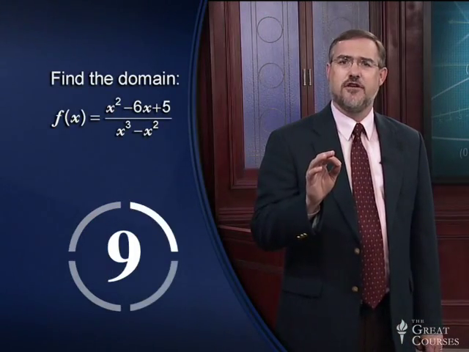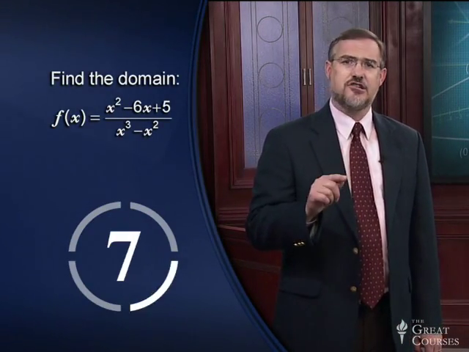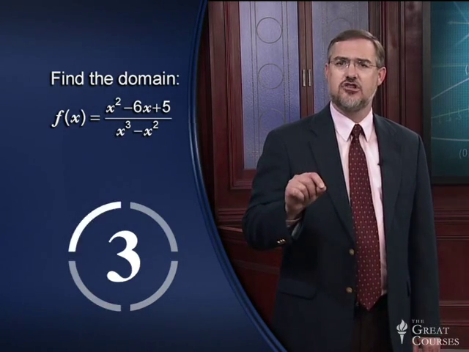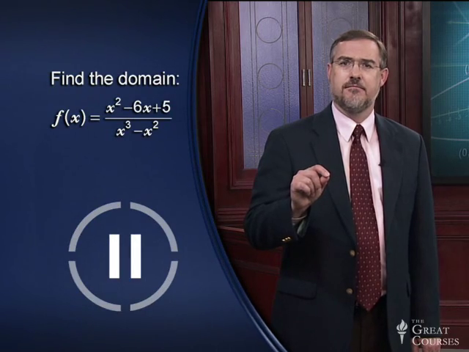Now, hopefully you've got an idea of what we're doing here, so let's move to a second example, and I'll suggest you try this first and see how you do. Find the domain of the rational function f of x equals x squared minus 6x plus 5, all divided by x cubed minus x squared.